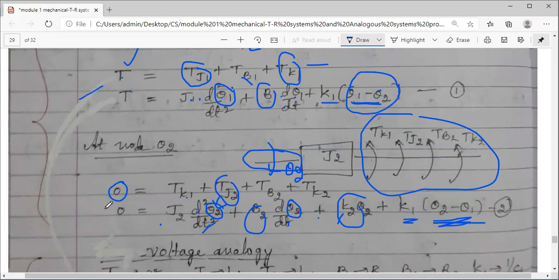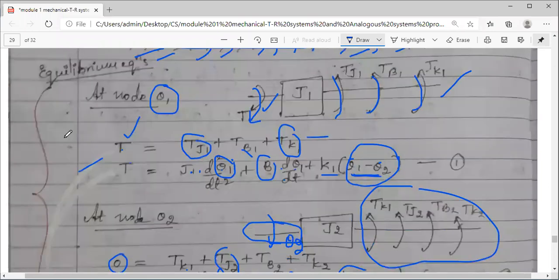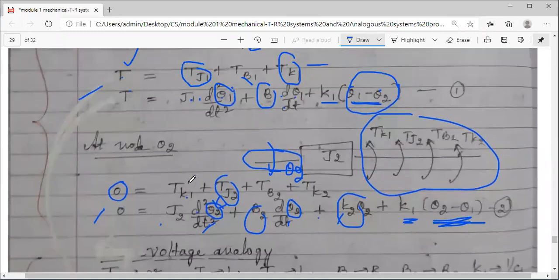So two equations we get, equilibrium equations or torque equations. Fine. So this is your second step. First step is drawing the equivalent mechanical network. Second step, getting the equations. So you have two nodes, so two equations will come.